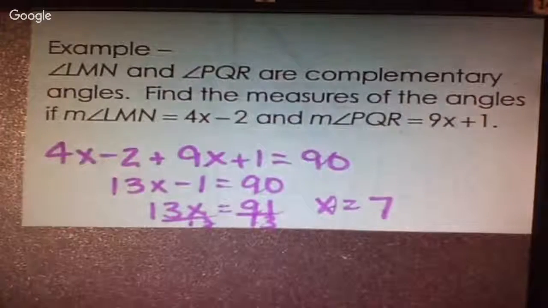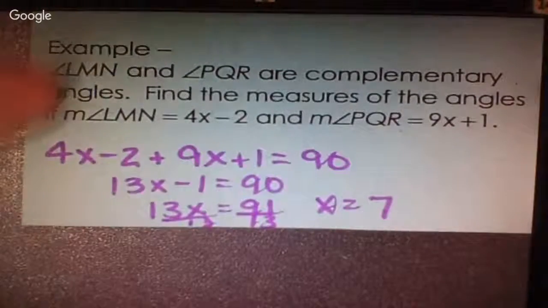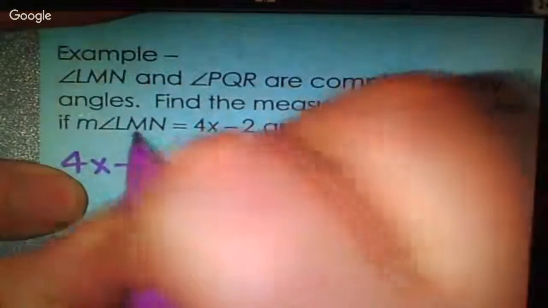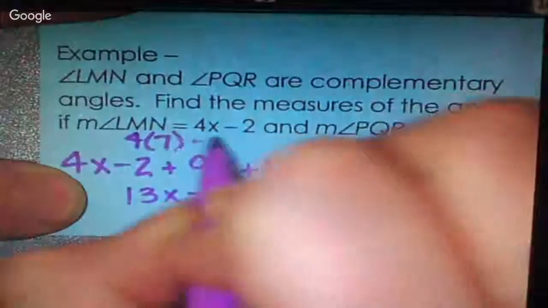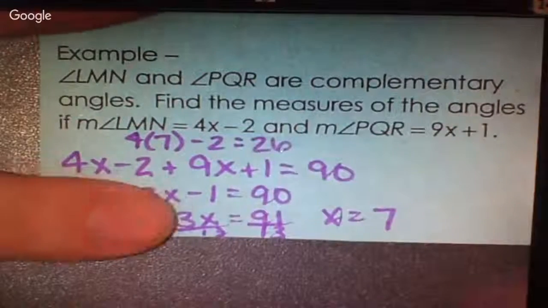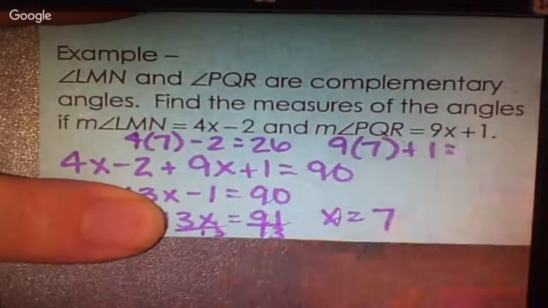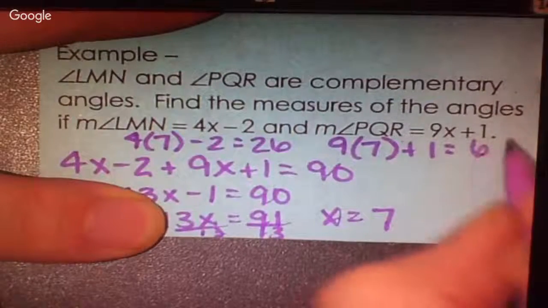Okay. X is 7, but they want to know the measure of the angles. So this first one is 4 times 7 minus 2, 26. And this one is 9 times 7 plus 1, 64.